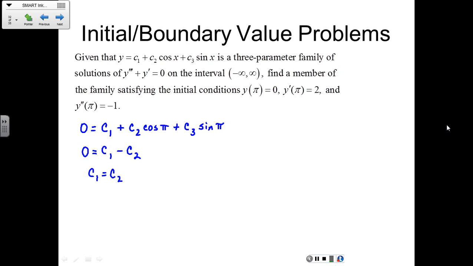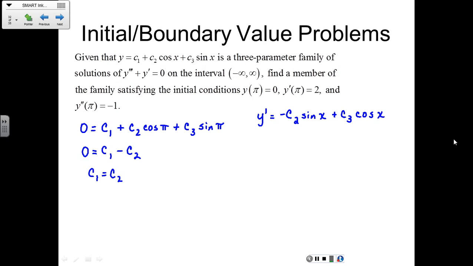Take the derivative of your function right here, y prime. What's the derivative of C1? 0. Okay, next term. The derivative of C2 cosine x. Negative sign. So negative C2 sine of x. And then the derivative of your third term. The derivative of sine is just cosine of x.